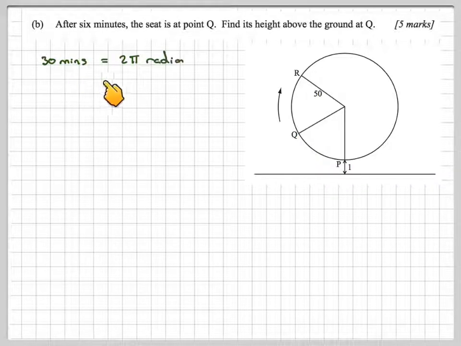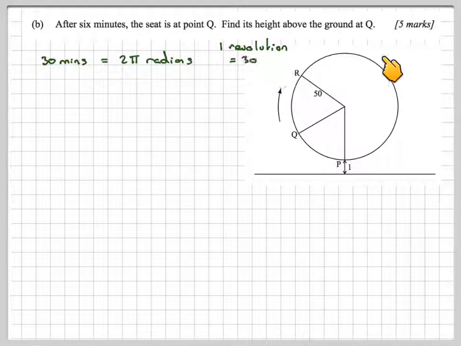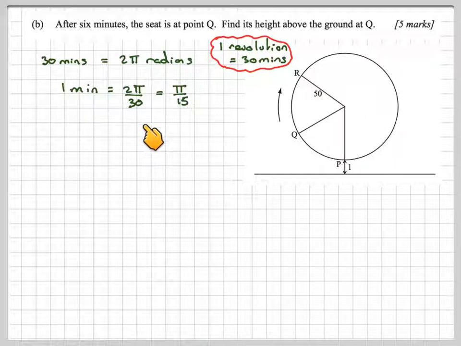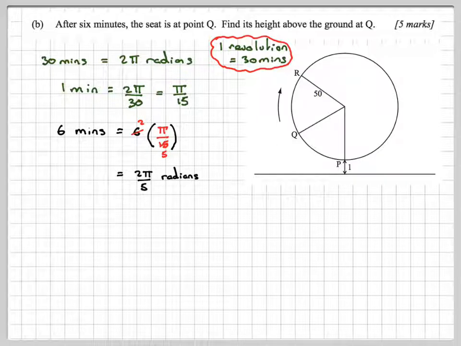Okay, we know that 30 minutes, it will go round once, that's 2 pi radians. 1 revolution is 30 minutes, and there's 2 pi radians in a circle. Therefore, for 1 minute, we have to divide this by 30, 2 pi over 30, which is pi over 15. And therefore 6 minutes will be 6 times pi over 15, which cancels down to 2 pi over 5. Therefore this angle here is 2 pi by 5.